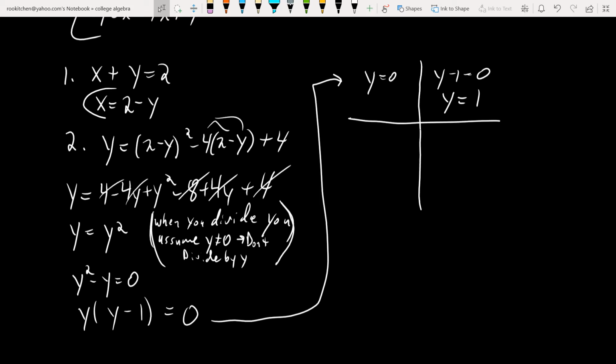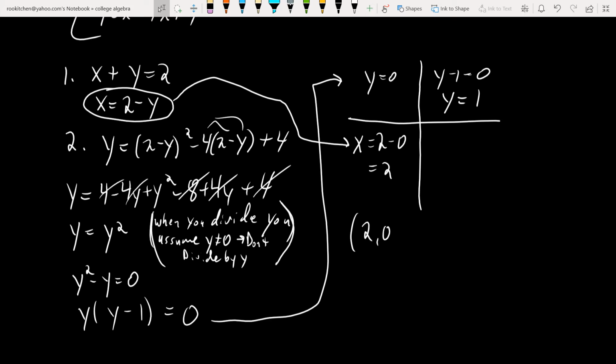So I'm going to borrow this equation. Looks like it'll work the best. So x will equal 2 minus 0 in the first case, in other words 2. So one solution, (2, 0). And then over here, x equals 2 minus 1. So my other solution is going to be (1, 1).